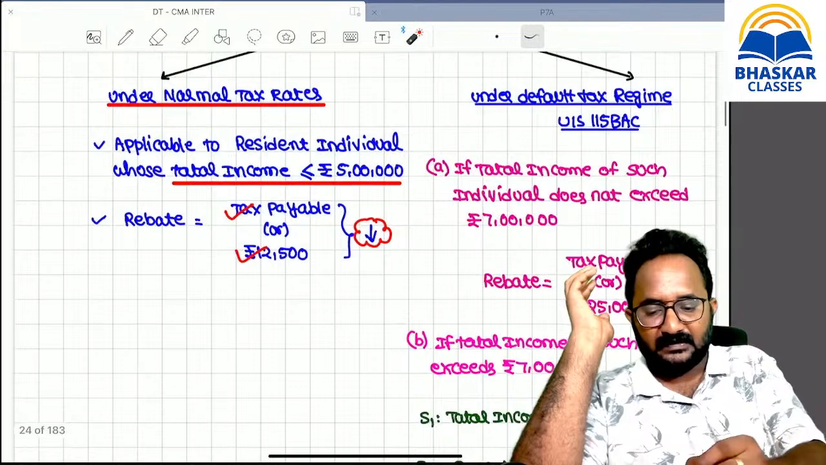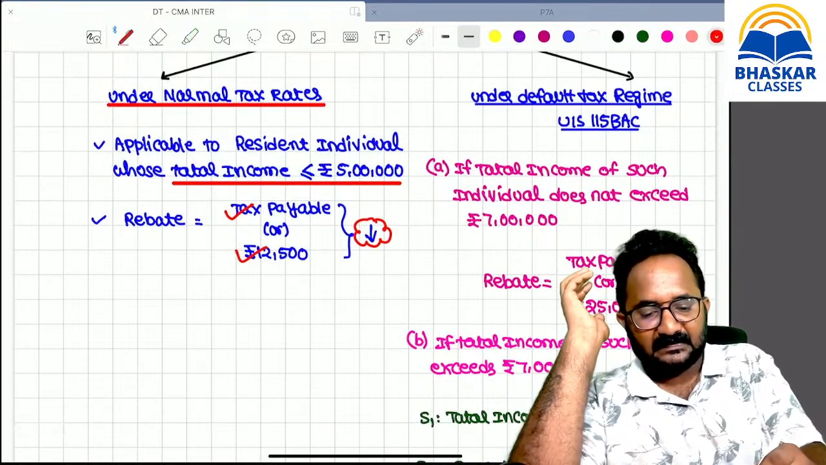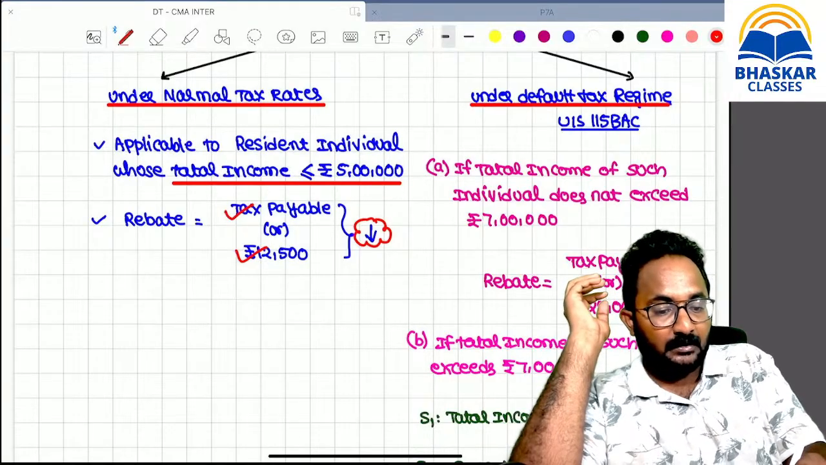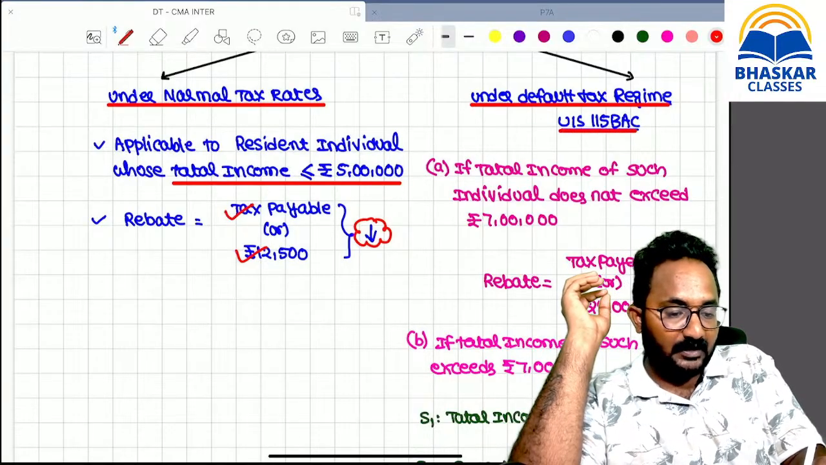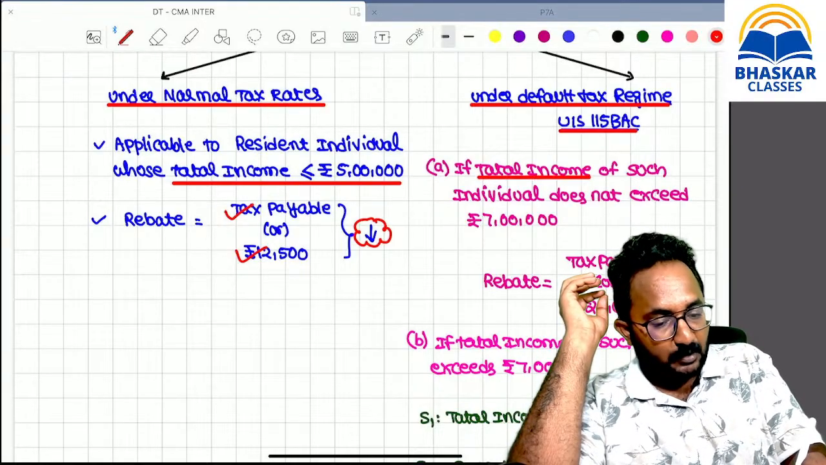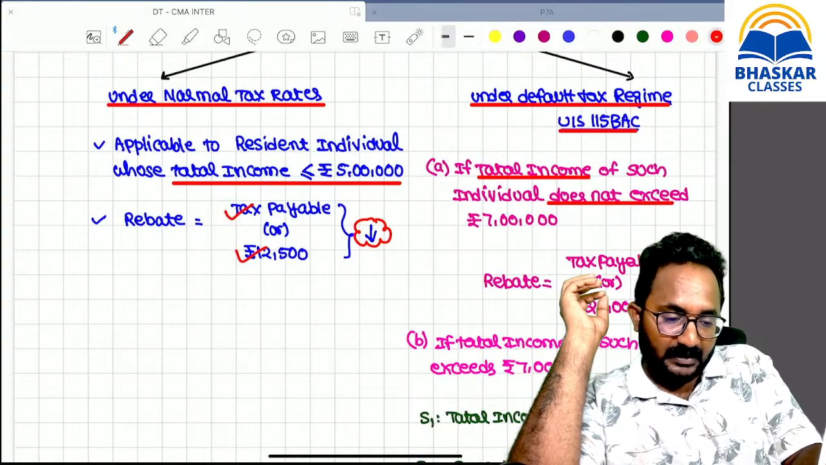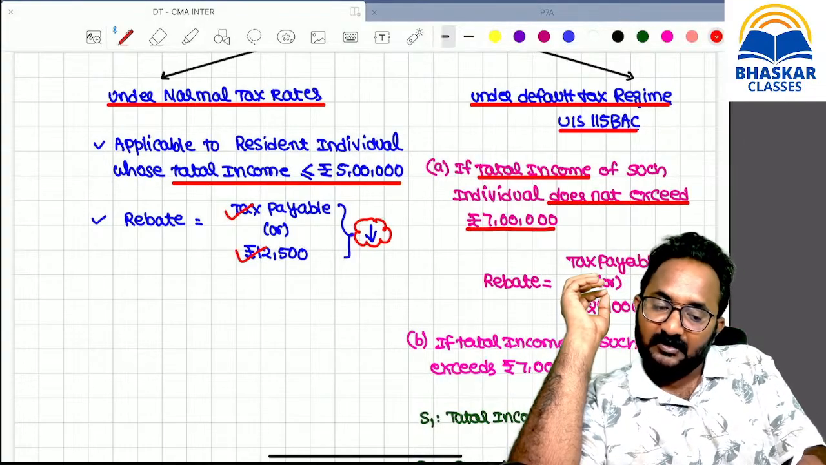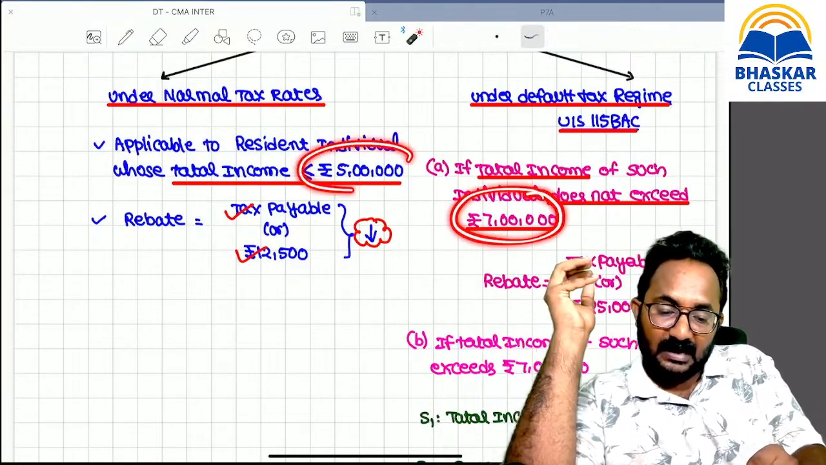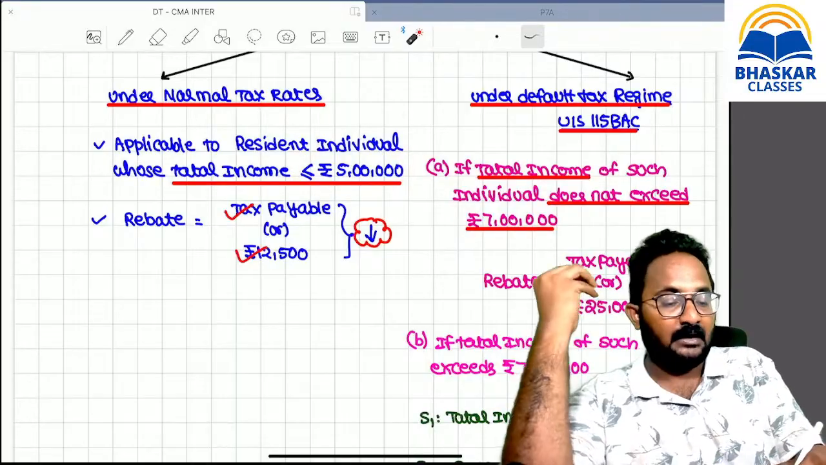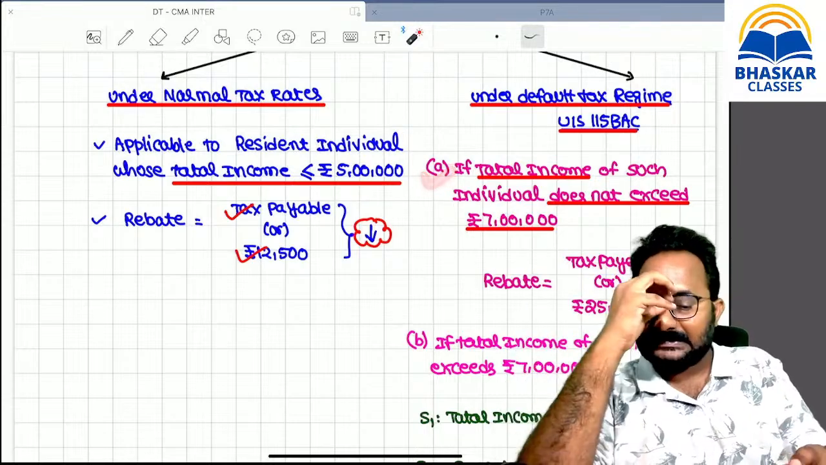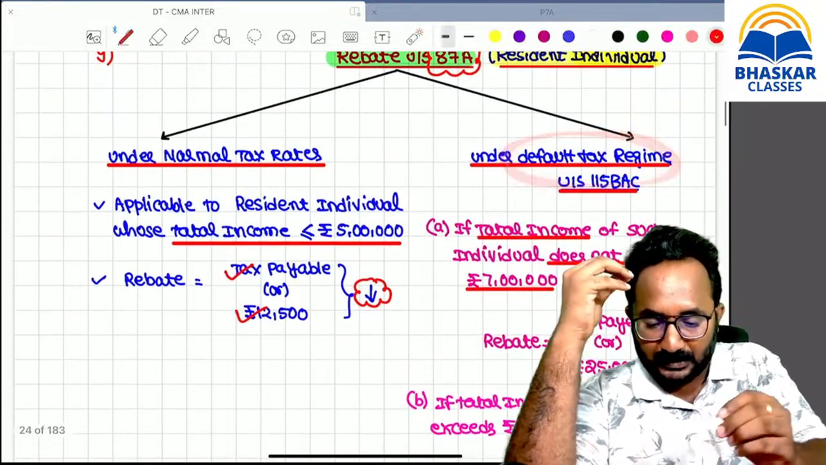Now they have introduced the rebate under the new scheme also, that is the default tax regime under section 115BAC. Here, if you have a total income of less than how much? 7 lakh, or not exceeding 7 lakh, then you will get the rebate. Which one is better from the rebate point of view? This is the better one. Under the old regime, 5 lakh or less only gets the rebate, but here 7 lakh or less gets the rebate. Most of the salaried employees turn to this. That's why they are making it the default tax regime.